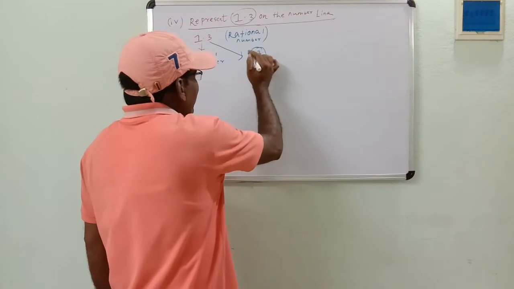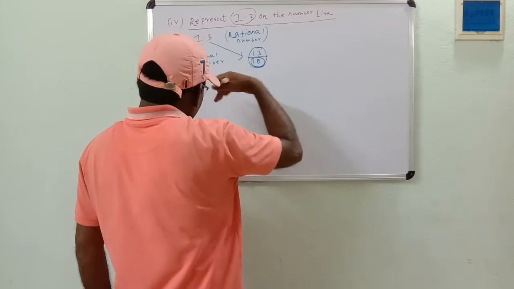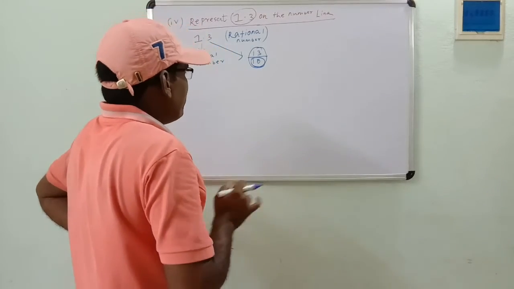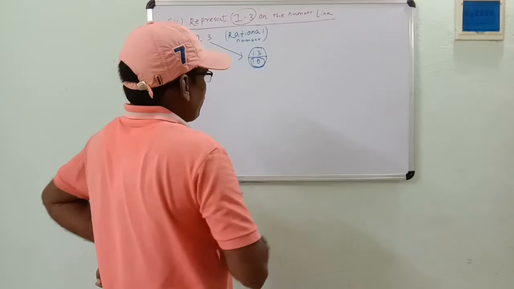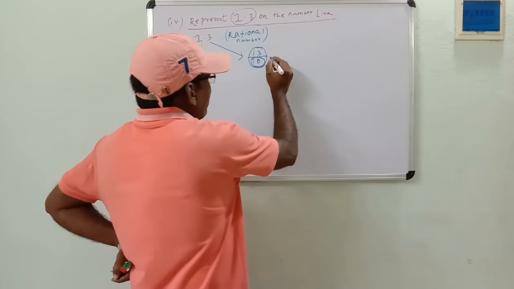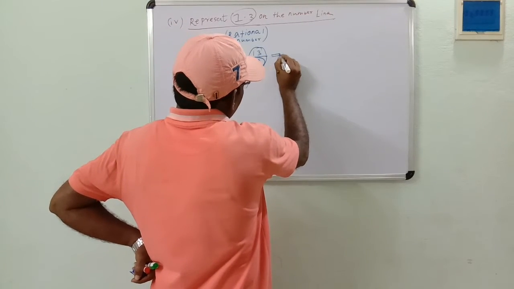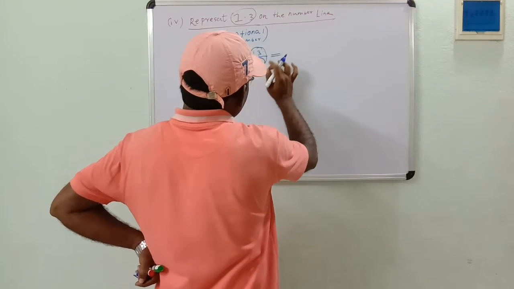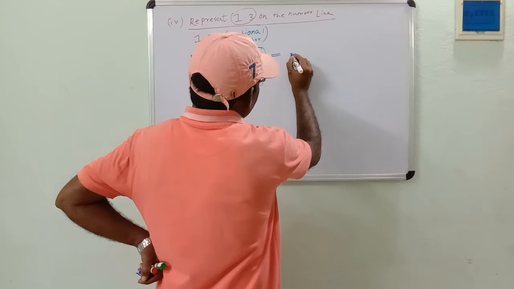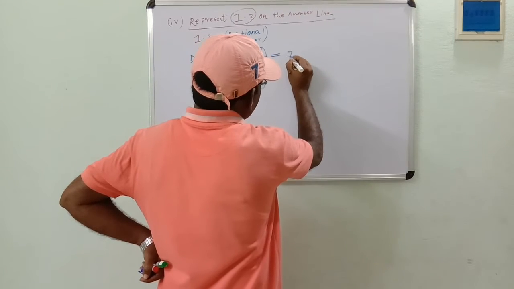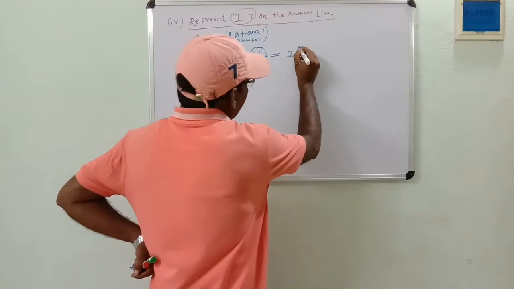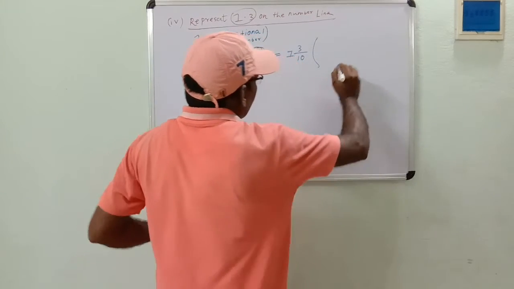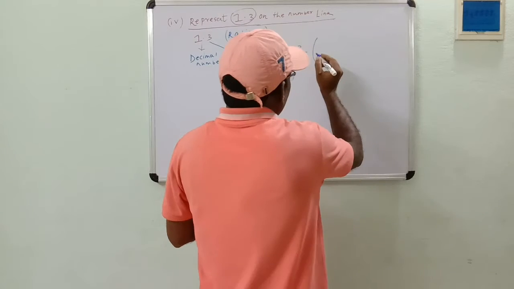So 1.3 we have to represent on the number line. It means you have to represent 13 by 10. As it is an improper fraction, you have already learned that improper fraction will be converted into mixed form, that will be 1 full 3 by 10. What does this mean? You have to move.